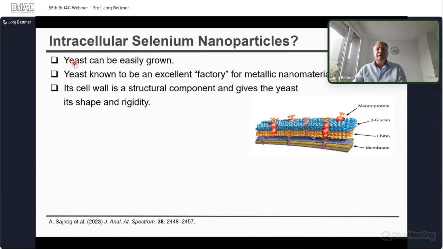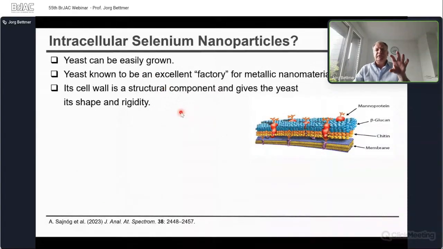Well, first of all, for microbiologists at least, it's quite easy to grow yeast. It seems to be very easy. I'm not an expert in this, but obviously it's the easiest thing in the world. And yeast as a microorganism is known to be a very excellent factory for any metallic nanomaterials, unless you intoxicate the yeast itself. However, there's a big problem.